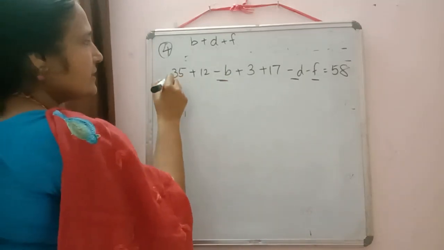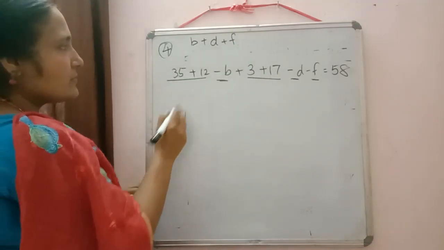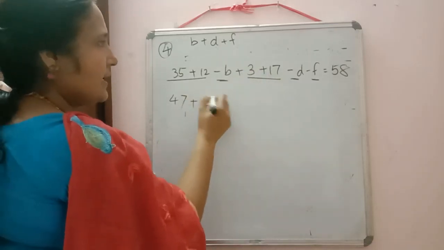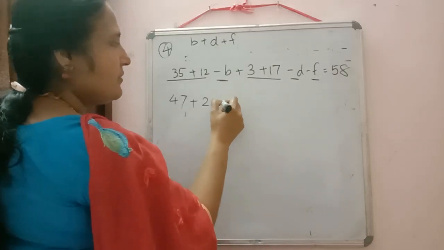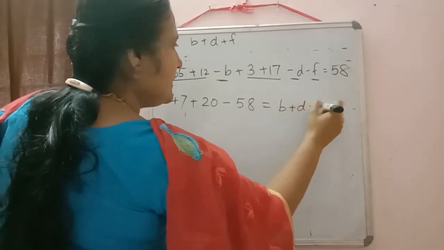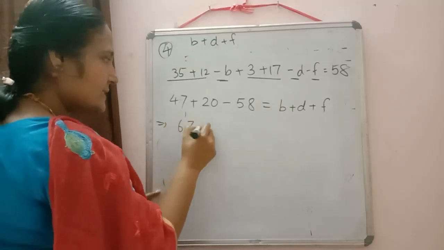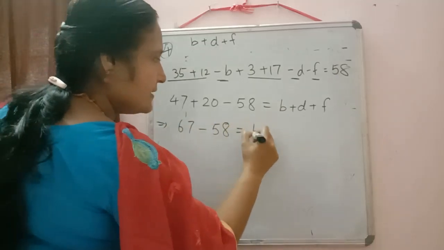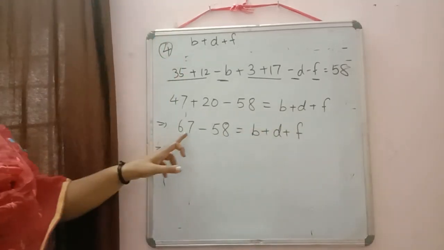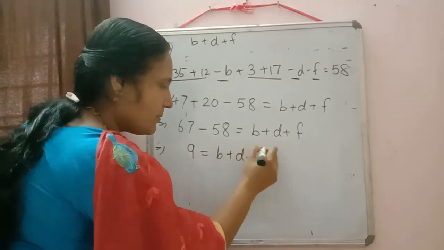Here the numbers we have: 35 plus 12, 17 plus 3. So 35 plus 12 will be equal to 47, 17 plus 3, 20. 58 I am shifting to left hand side. So it will be minus 58 is equal to B plus D plus F. So 47 plus 20, that will be equal to 67 minus 58 is equal to B plus D plus F. And 67 minus 58, 17 minus 8, 9. So 9 is equal to B plus D plus F.